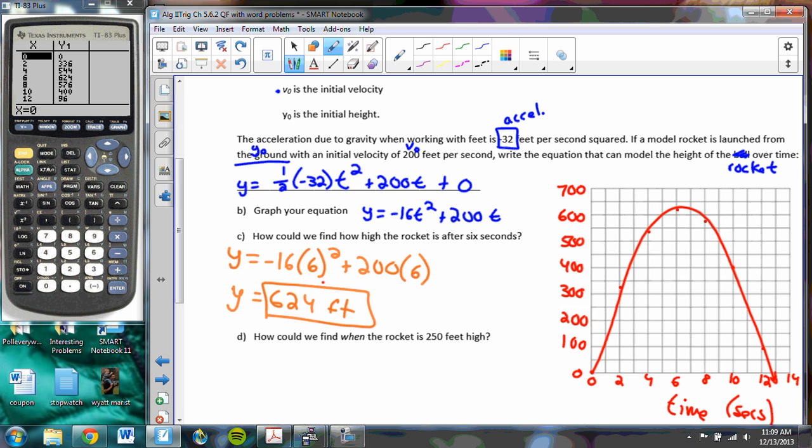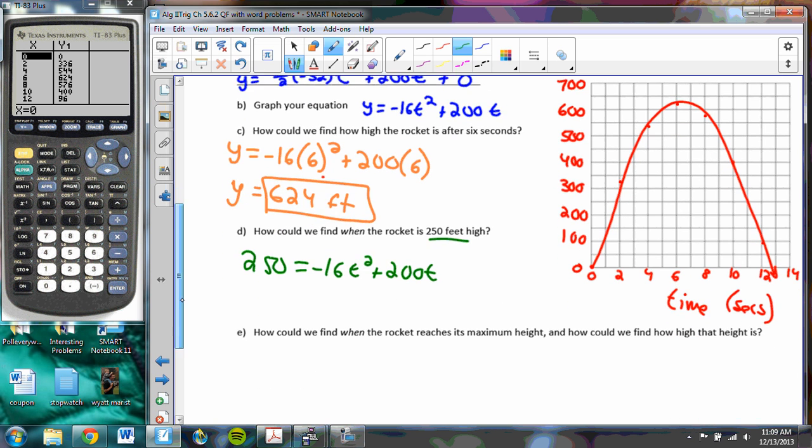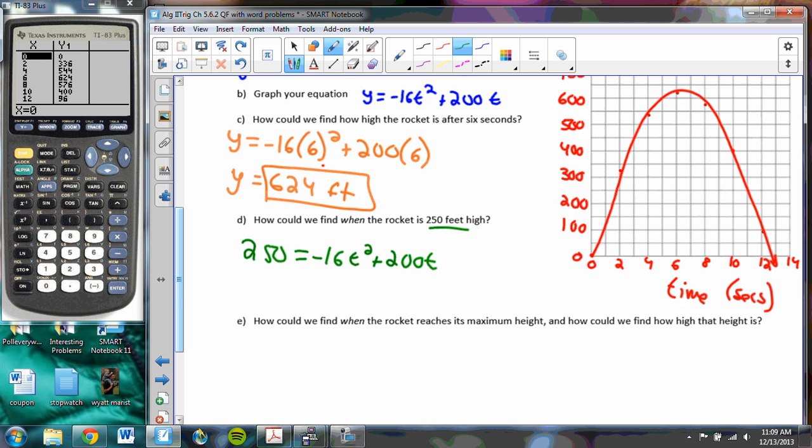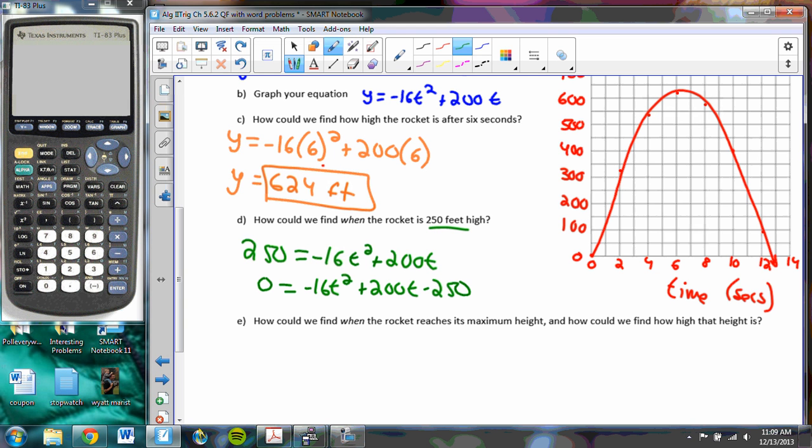How can I find when the rocket is 250 feet high? Yeah, 250 is a height. I know height is y. So I'm plugging 250 in for y, and I'm going to solve for x. How do I do that? Then what? I could. That would work, actually. That'd be all right. But even then, we're still going to have to do something else.